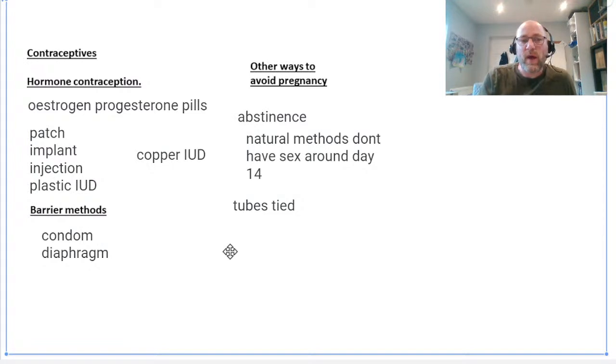However, it's not a very good method, the natural method, because the egg could be released a week early or a week late. There could be circumstances which you can't control, and people can just do bad maths calculations.